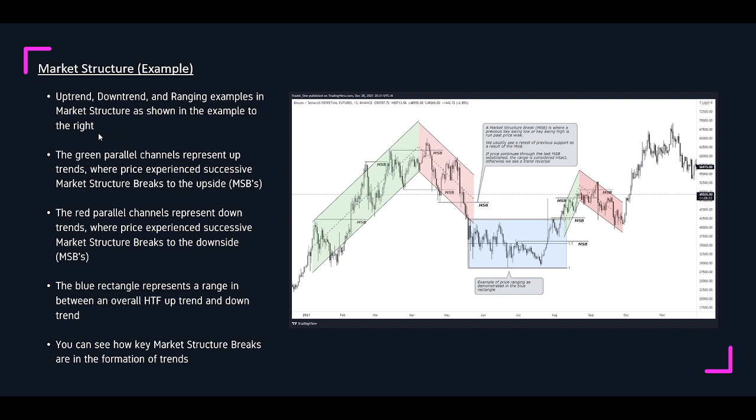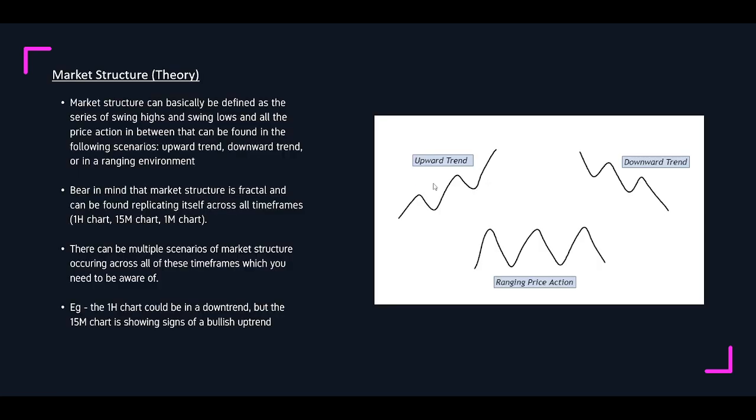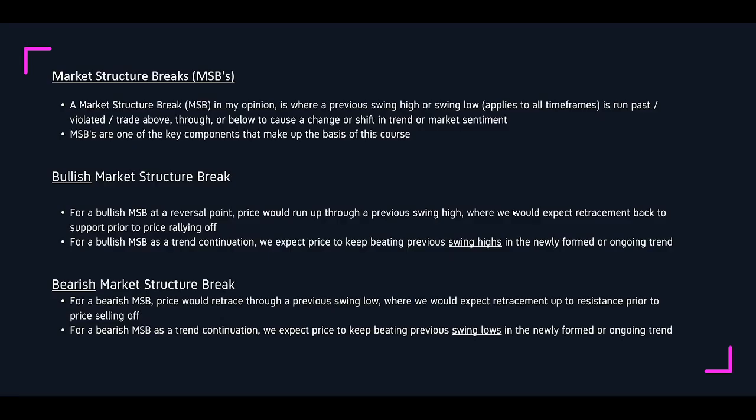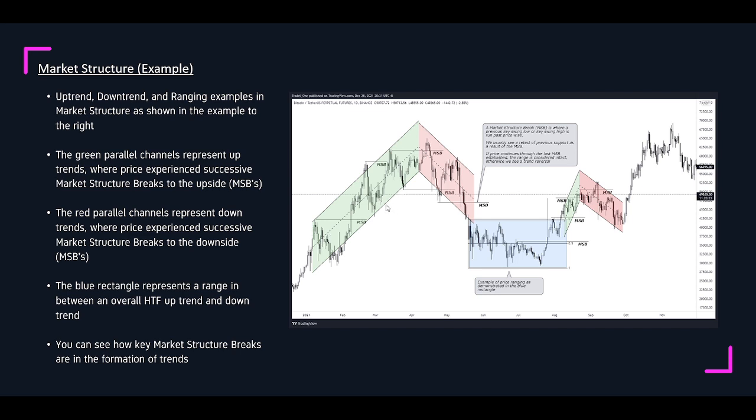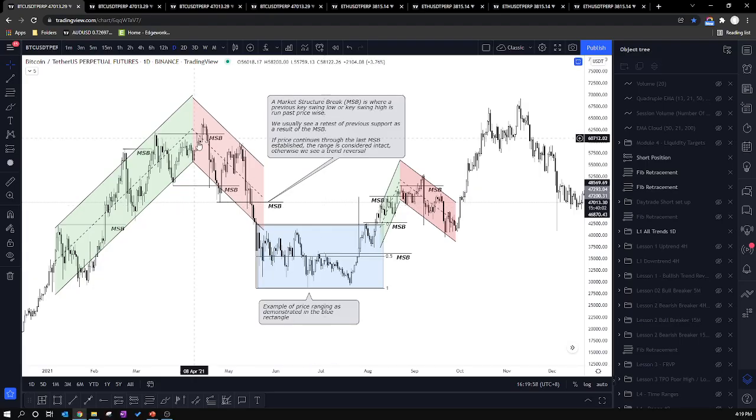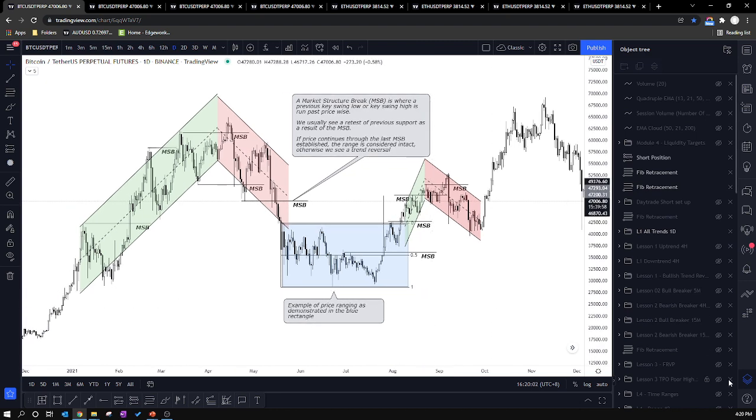So here we have an uptrend, a downtrend, and ranging examples. So if we just reference back up here, uptrend, downtrend, ranging, I tried to find the best one I could. And you can see in the green, we're representing that. And what we might actually do is just go across to a chart and have a look at this, which we've got one handy here from earlier.